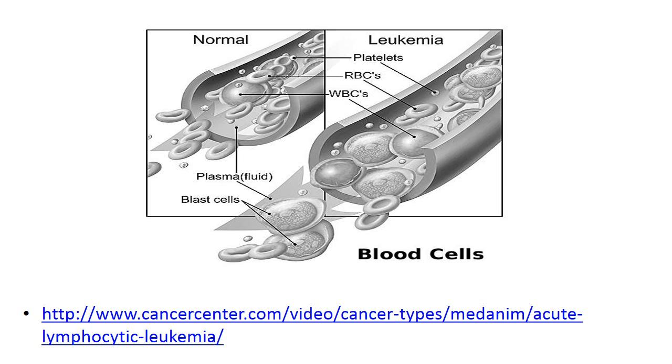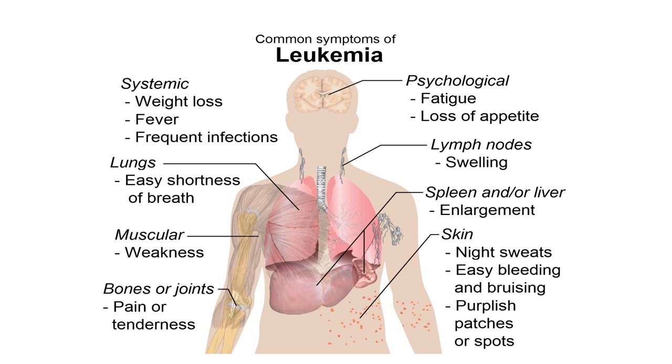But the blood cells in a leukemia patient look very different from those of a normal patient. If you look at the picture to the left, we have our normal plasma fluid that is running through our cells, and we also have our normal white blood cells, red blood cells, and platelets. When we look at a leukemia patient on the right, we have our blast cells, and as you can see, they are very large. They are interfering with the normal movement of our white blood cells, red blood cells, and platelets through our blood system.